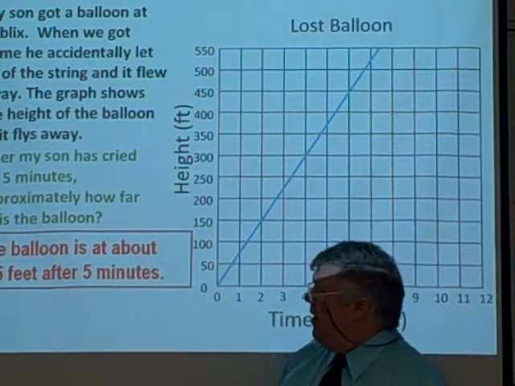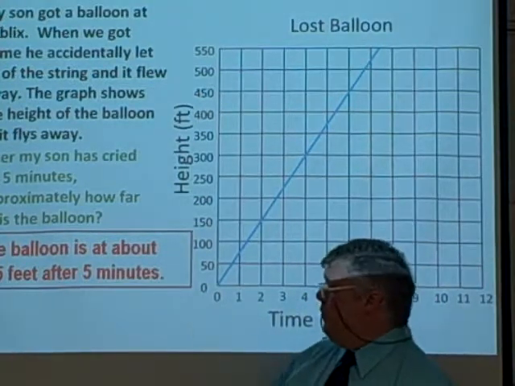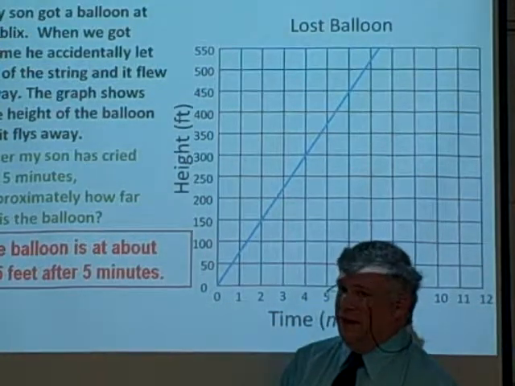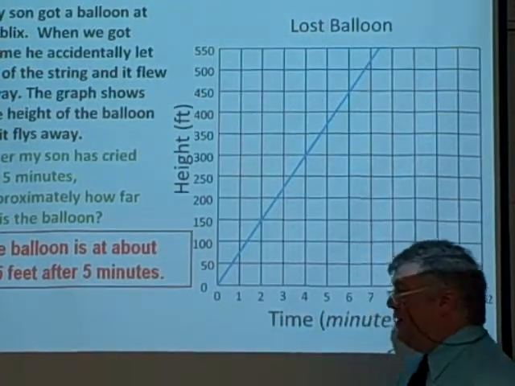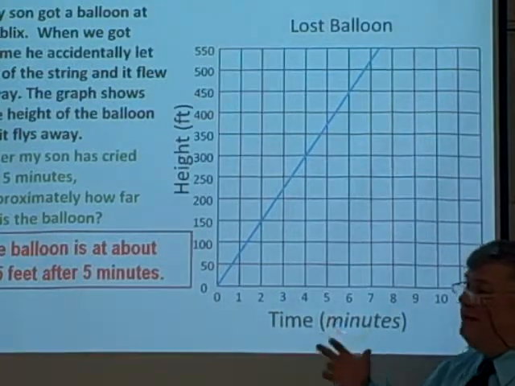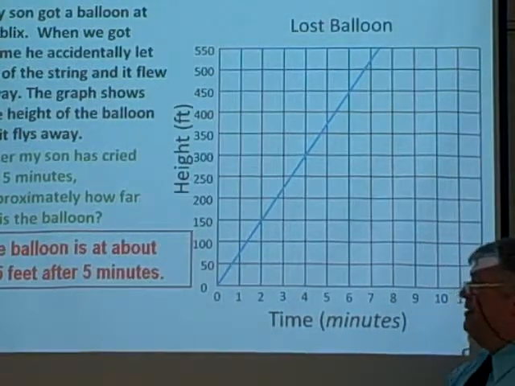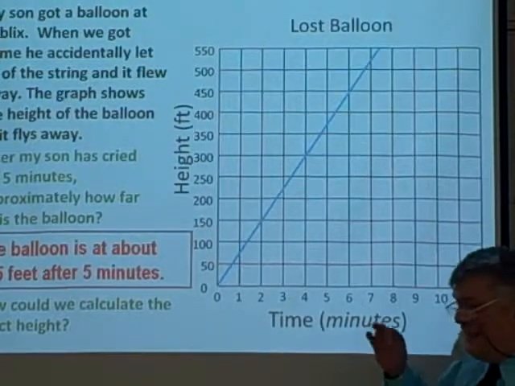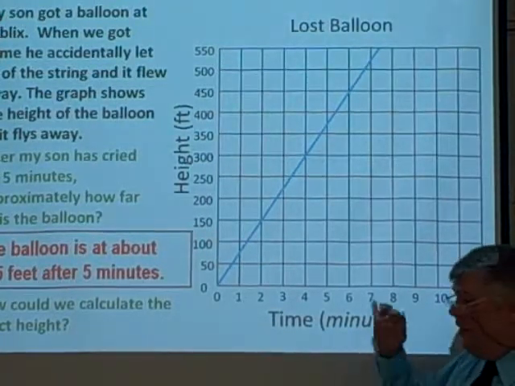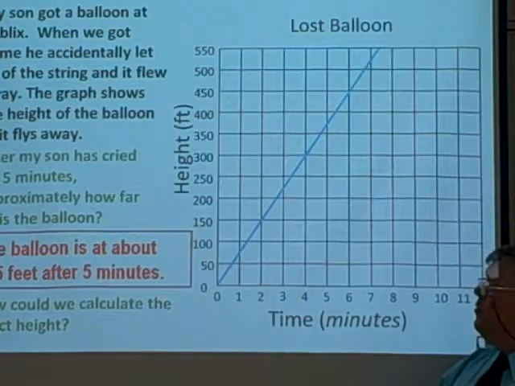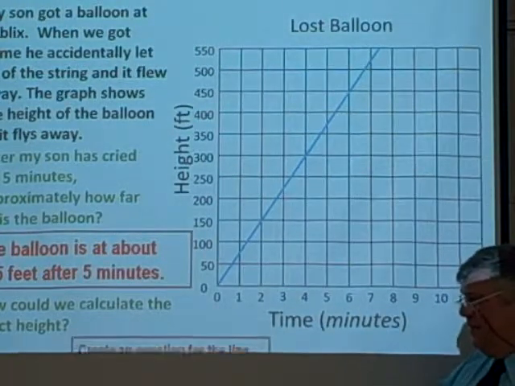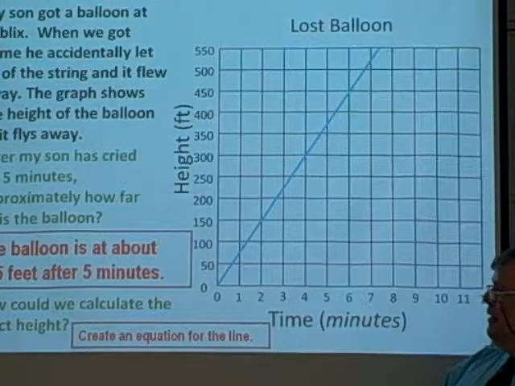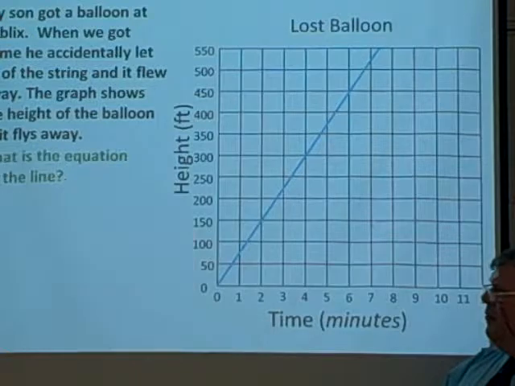Notice how I put the word about in there. When you're giving an approximation, you can't say the balloon is at 375 feet. You need to say it's about 375 feet because your answer is not exact. It's an approximation. How can we calculate the exact height to be absolutely certain it was 375? Well, we would do that by creating an equation for the line.